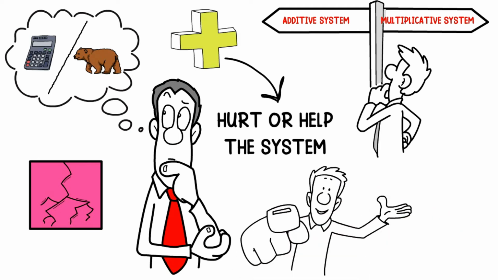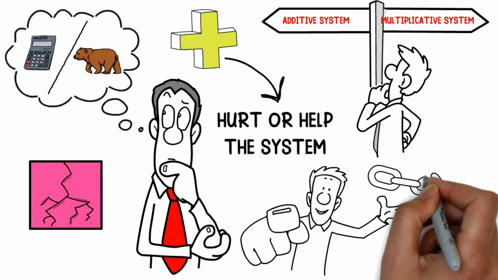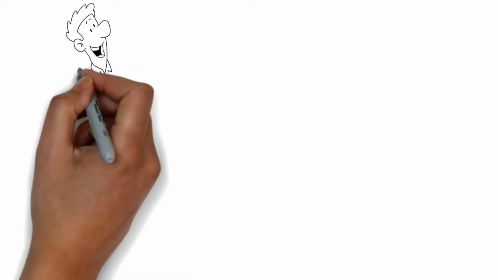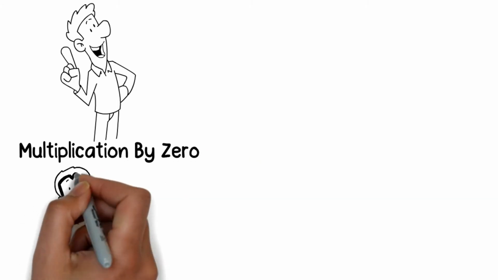Have you ever heard of the theory of the weakest link? It goes like this. In a link in a chain, you're only as strong as your weakest link. Multiplicative systems have one huge constraint, and it's a principle called multiplication by zero. And here's how it works.